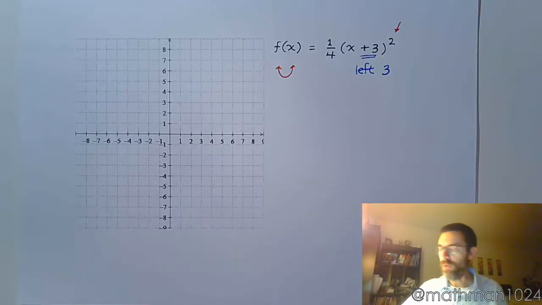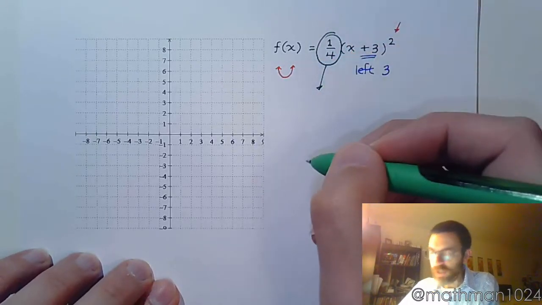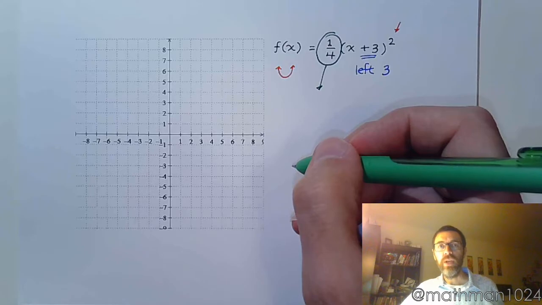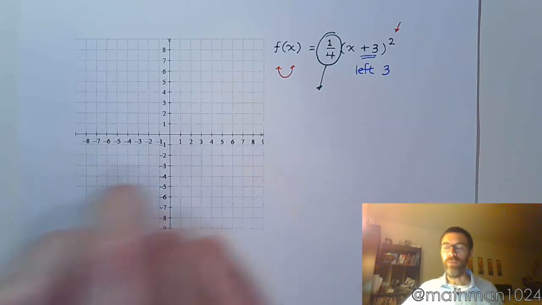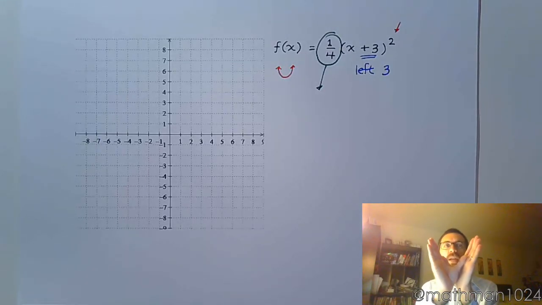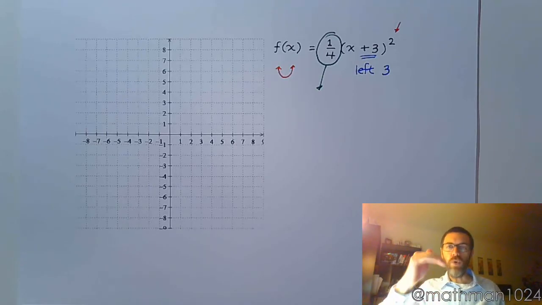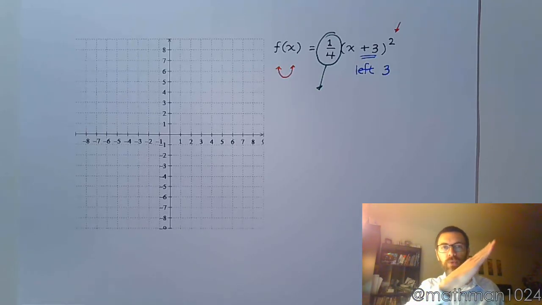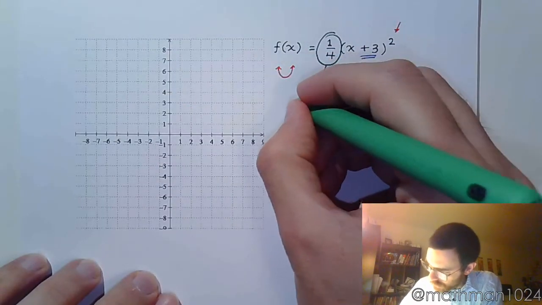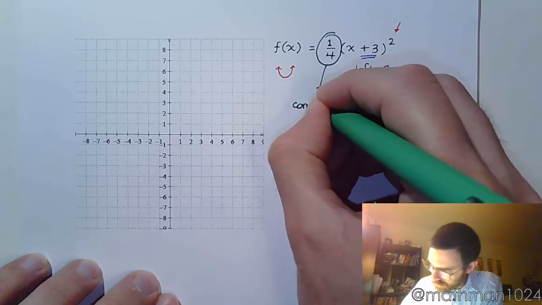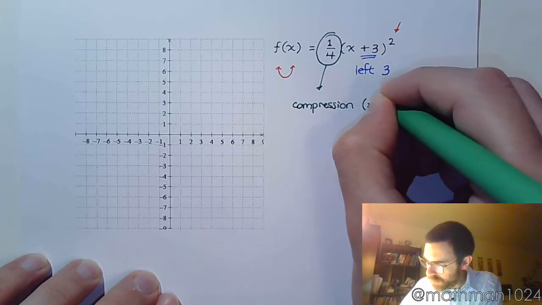But I do have this 1/4 in front. And this 1/4 means that I'm going to have either a stretch or a compression. Now, since 1/4 is something that is less than 1, it's going to give me a compression. So it's going to take this parabolic shape and just crush it down. So instead of being able to grow as steeply as it normally does, it's going to be growing at 1/4 that rate. So this tells us that we have a compression by a factor of 1/4.